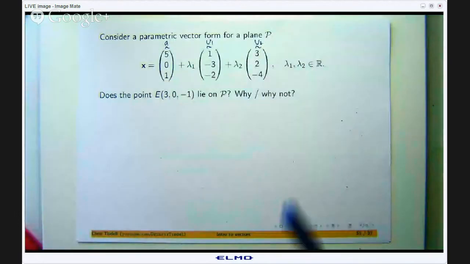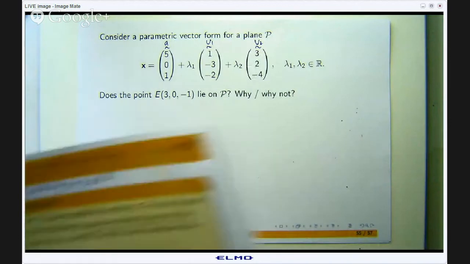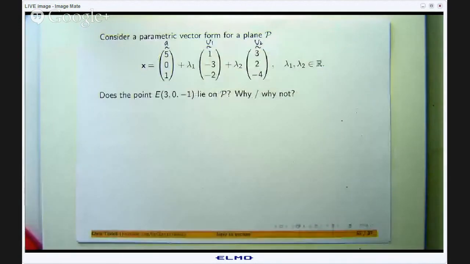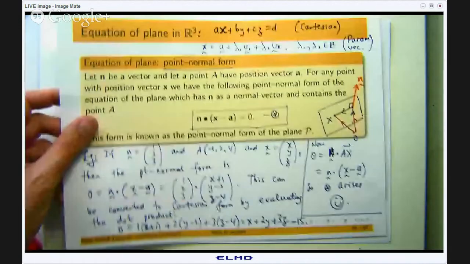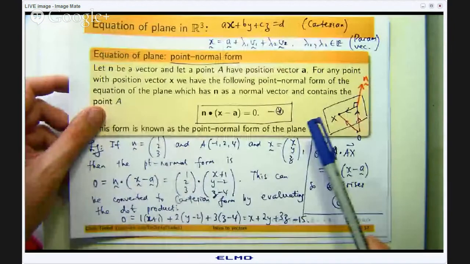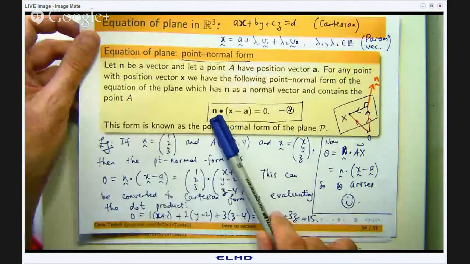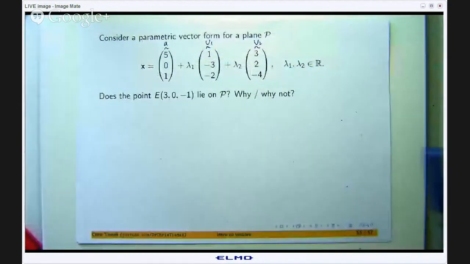And what I'm going to do is try to convert this from a parametric vector form to the point normal form, and then I will actually test the point normal form to see if, sorry, that was the wrong page, to see if this thing holds. Okay, so let me show you. So what do we need? We need a normal vector and a point A on the plane.